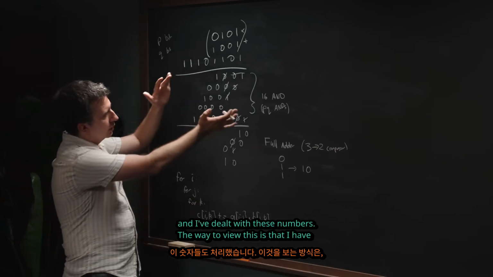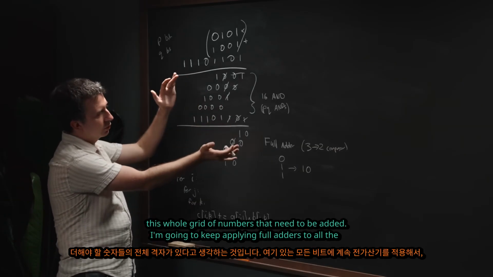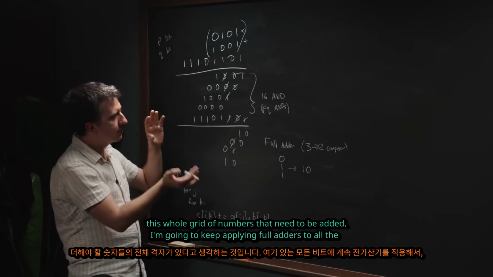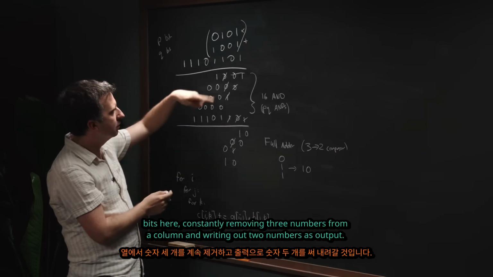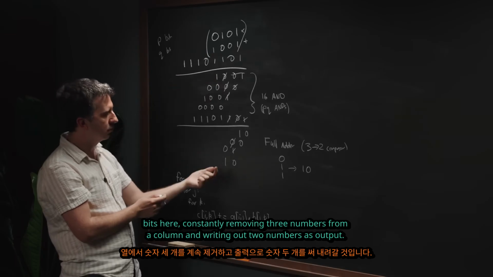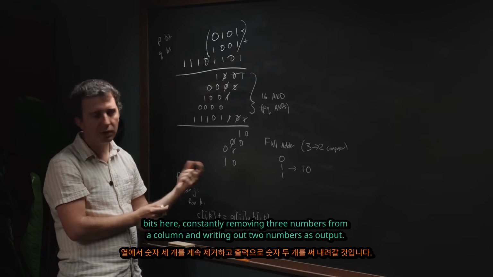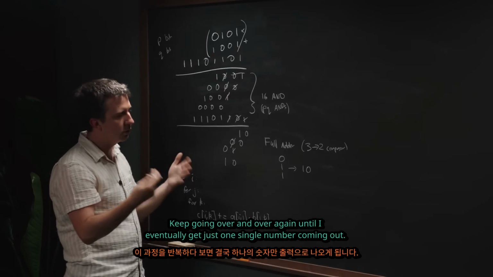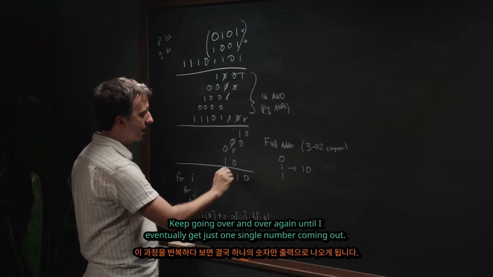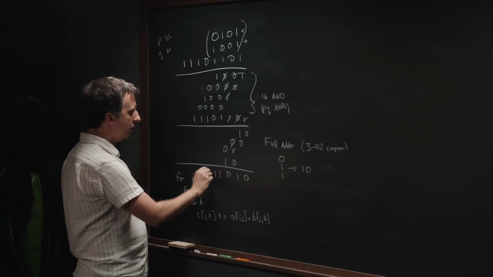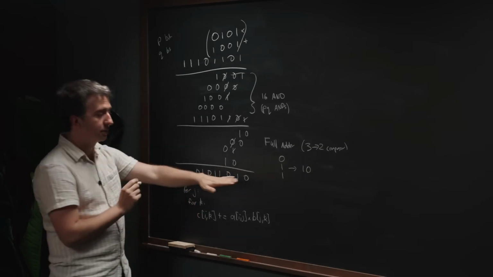The way I should view this is that I have this whole grid of numbers that need to be added. I'm going to just keep applying full adders to all the bits that are here, constantly removing 3 numbers from a column and then writing out 2 numbers as output. Keep going with this over and over again until I eventually get just one single number coming out here. Something like that. This is probably the wrong sum.